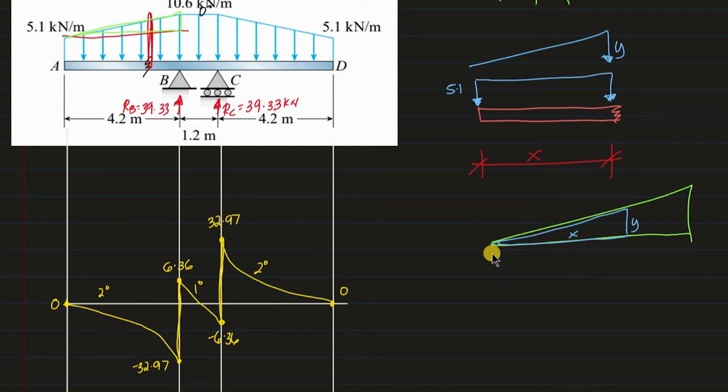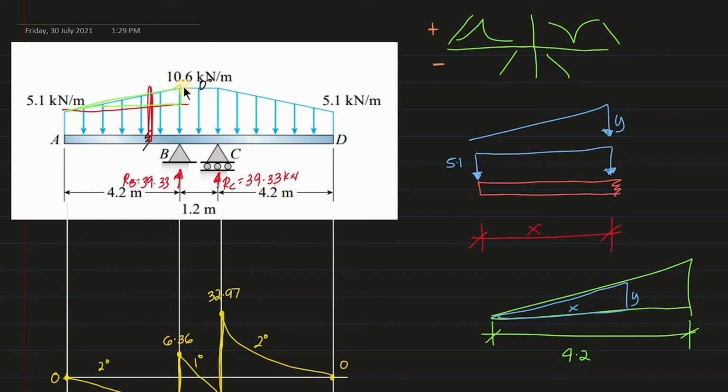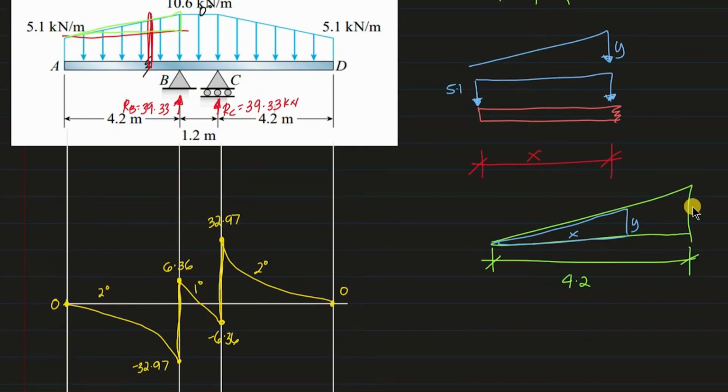Yung buong length nito is 4.2 meters. Tapos, ano yung buong height nito? Hindi yan 10.6, mga bis. Yung part lang na to. Yung part na yan is 10.6 minus 5.1 which is 5.5. So, yung portion lang na to, 5.5.